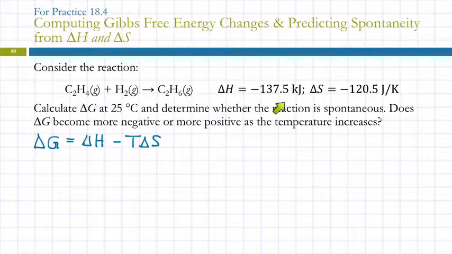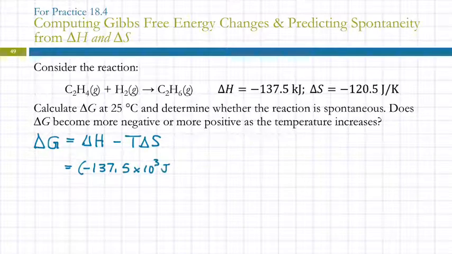So we've got delta H and we've got delta S. We need to watch our units because this is in kilojoules and that one's in joules. So this is going to be delta H minus 137.5. I'm just going to put that into joules by writing 10 to the third instead of kilo. So there's delta H minus temperature in Kelvin, so 298.15 Kelvin, times the entropy change, minus 120.5 joules per Kelvin.